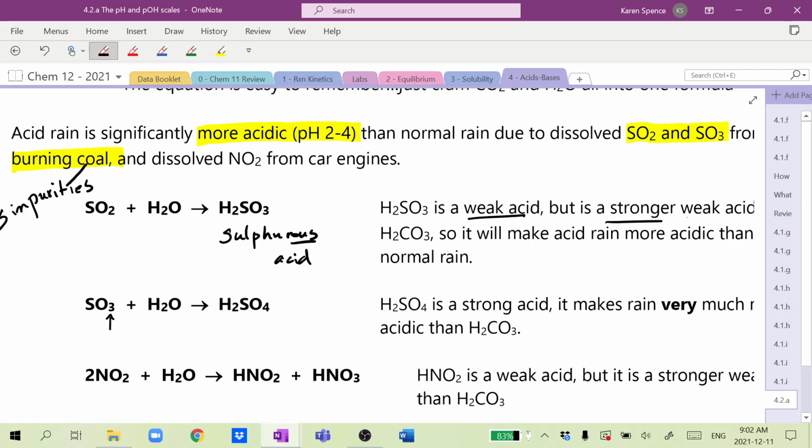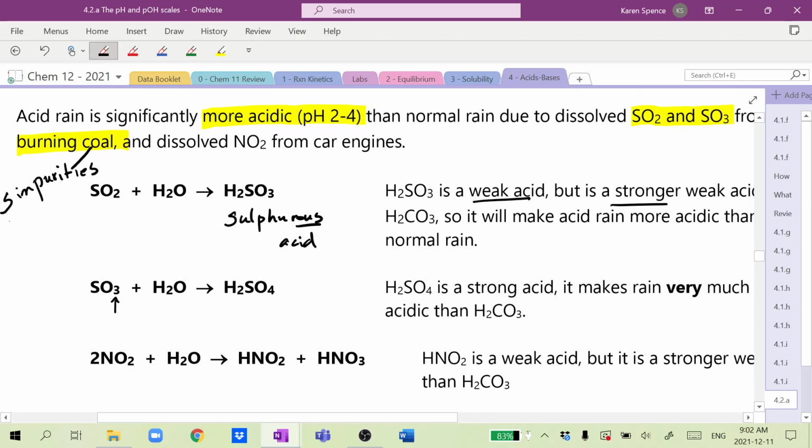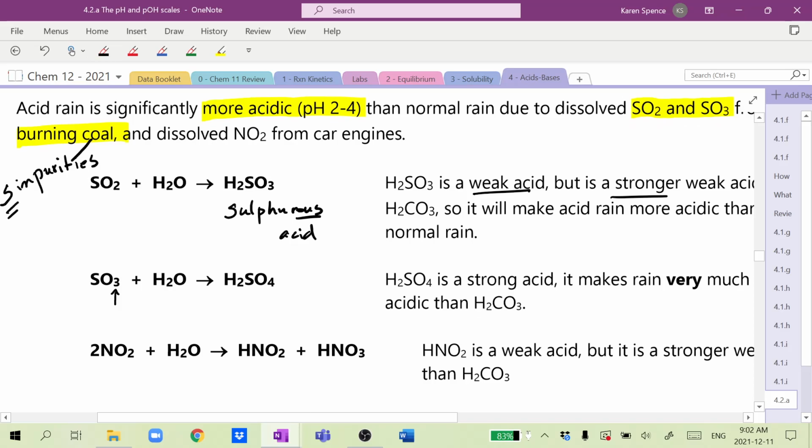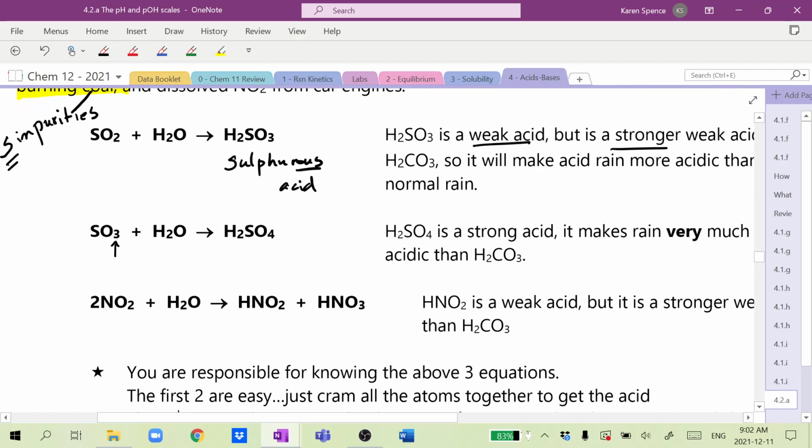Now, the big problem, though, from burning the coal with those sulfur impurities is not the SO2, but the SO3. And the problem with SO3 is that when we cram it together with water, we end up with 4 oxygens in total, which is going to give us H2SO4. And that is sulfuric acid. H2SO4 is a strong acid, and remember, strong acids are so much more acidic than weak acids.